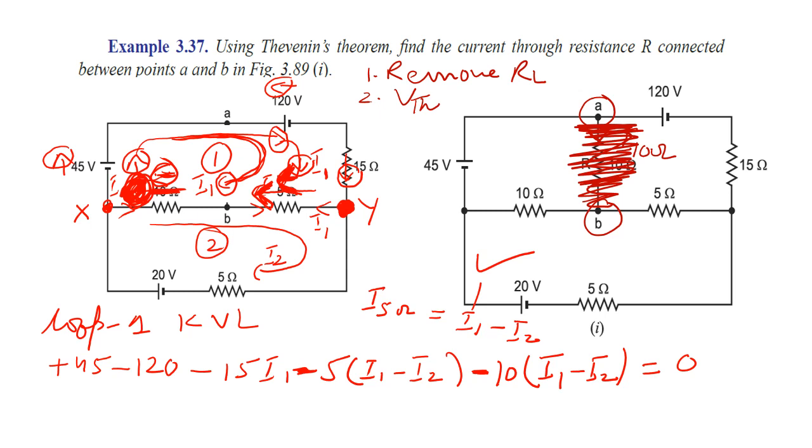Now if I solve this equation, it will come to 30 I1 minus 15 I2 equal to minus 75, and you say this is equation number 1.